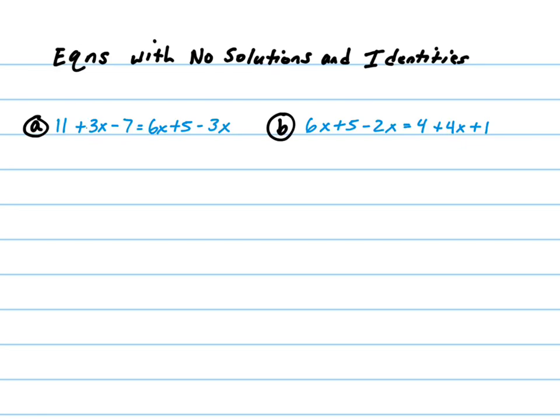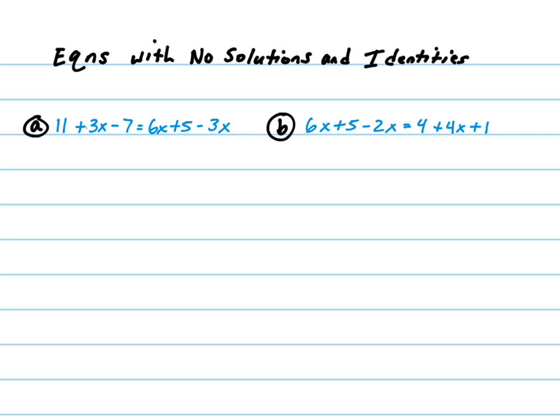Here we're talking about equations with no solutions or identities. So sometimes we'll have equations where the variables will disappear, and then the statement left behind is either going to be true or false. If it's true, meaning that both sides match up, we have what they call an identity, where there's an infinite number of solutions to this problem. If it's false, we have what we would say was no solutions.